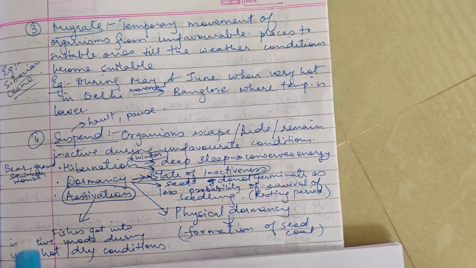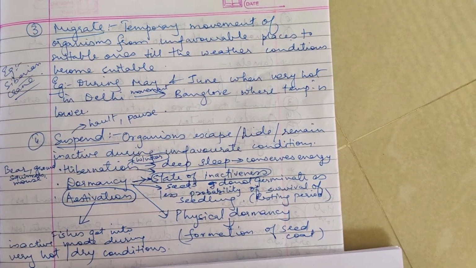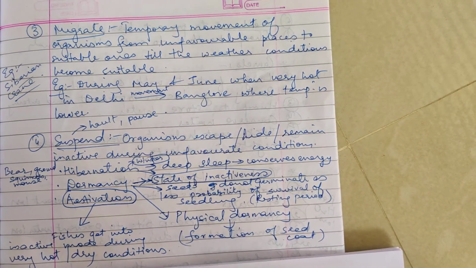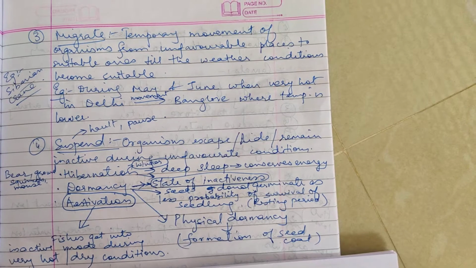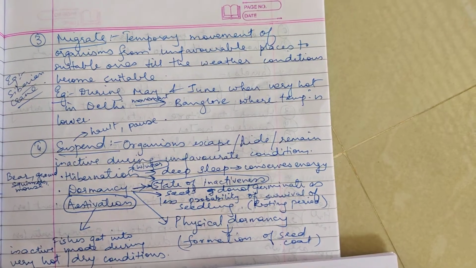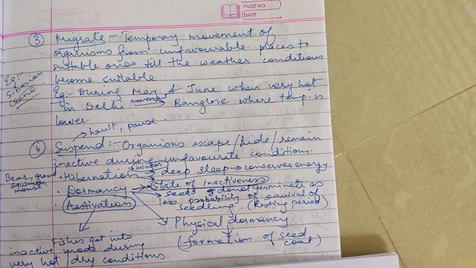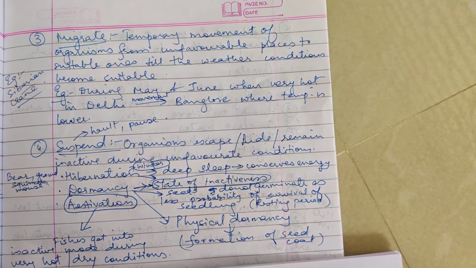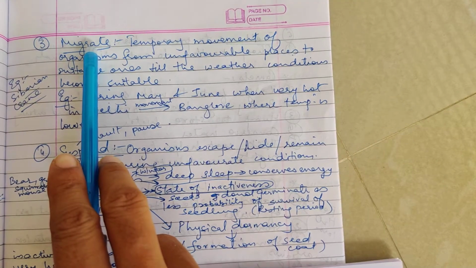Hello everyone, we'll continue with the topic: different ways through which living organisms adapt themselves to the changing environment. We have already completed two. Now the third one; the two which we have completed are regulate and conform. Now the third one is migrate.